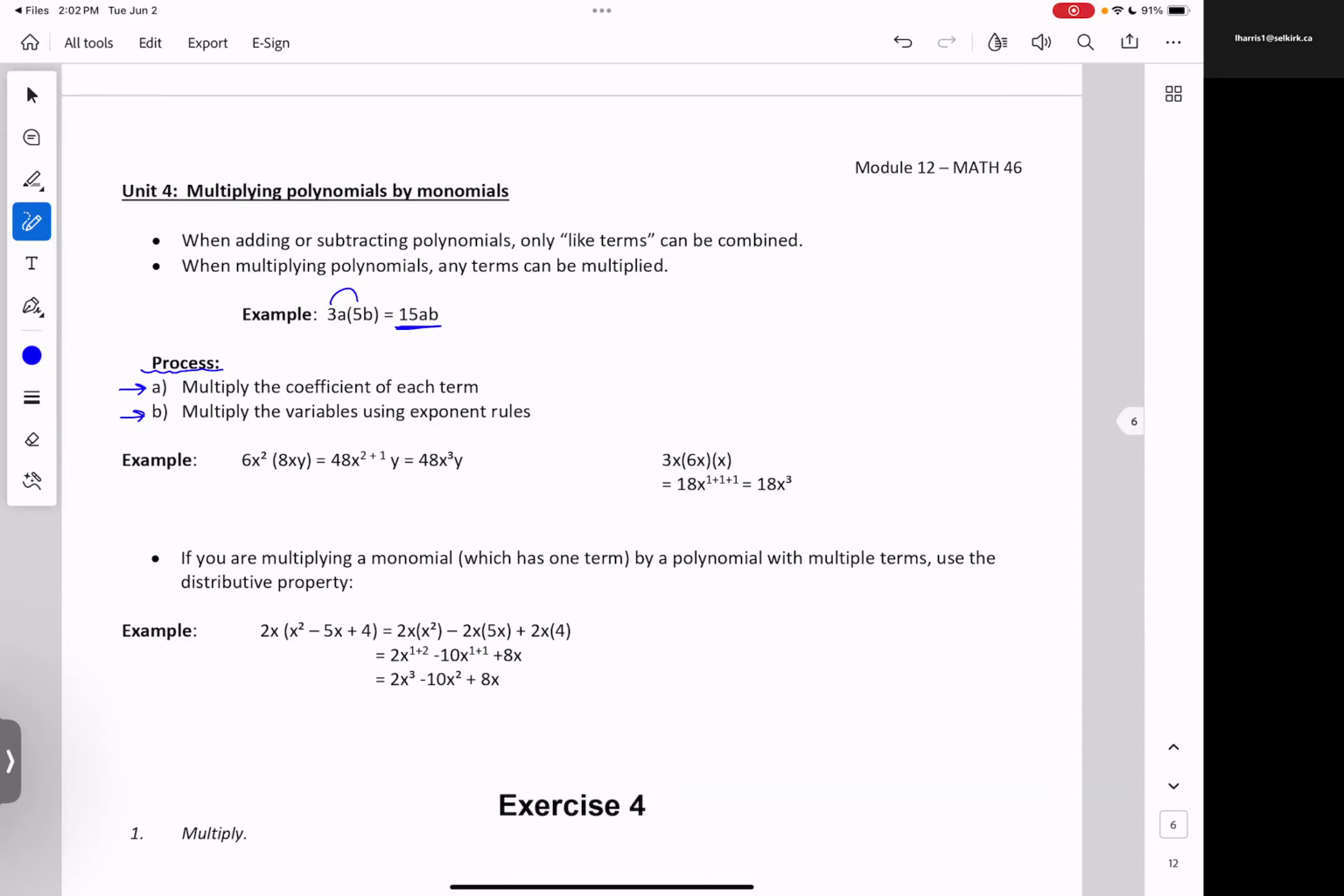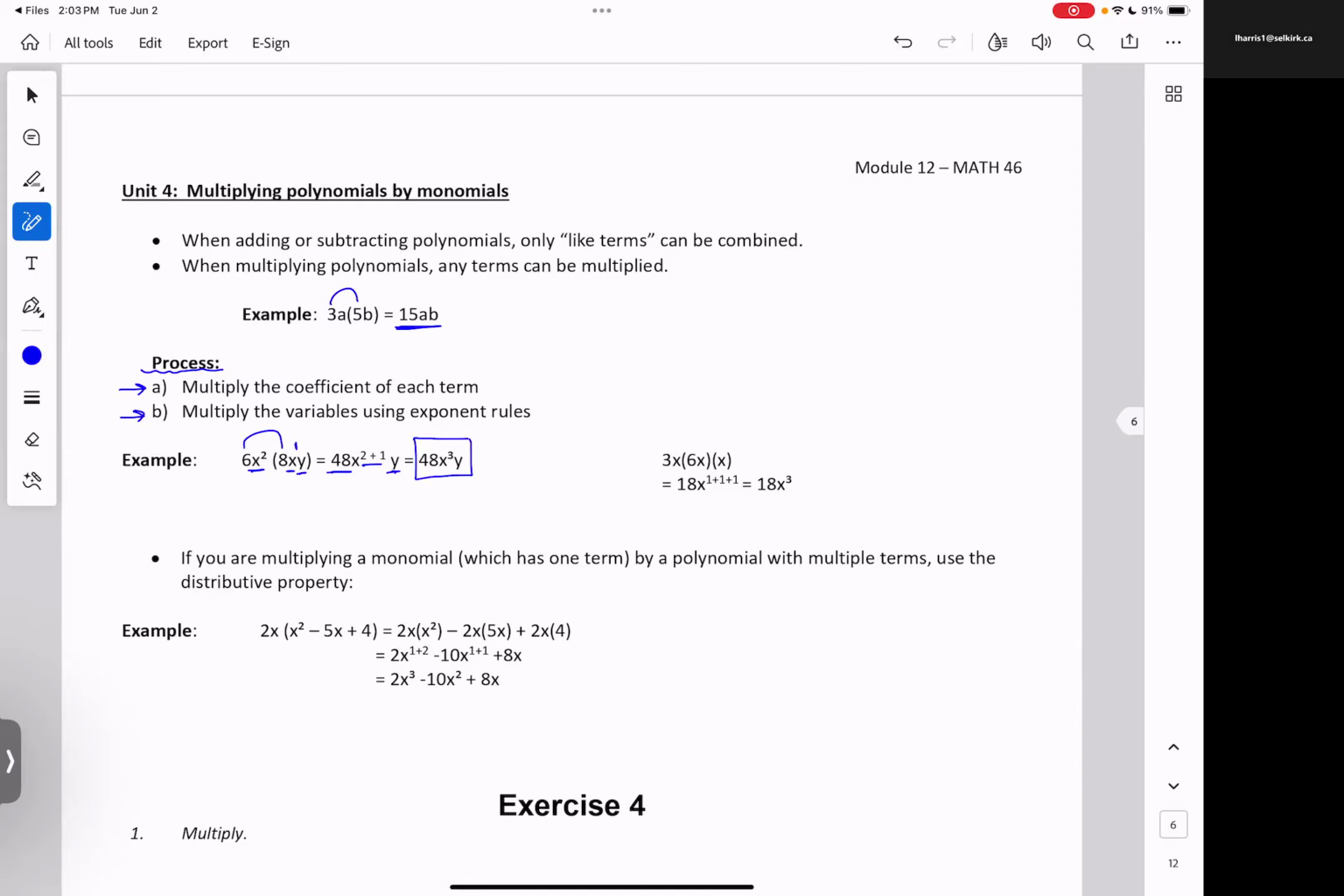So we're going to multiply our coefficients, 6 times 8, together to get the 48 here. This time we have an x squared and an x. Remember, that would be x to the power of 1. So you're multiplying x squared times x to the power of 1. And when we do that, we have to add our exponents together. And then we've got a y at the end that just gets added on there. So when we add those exponents together, we get 48 times x to the power of 3 times y.